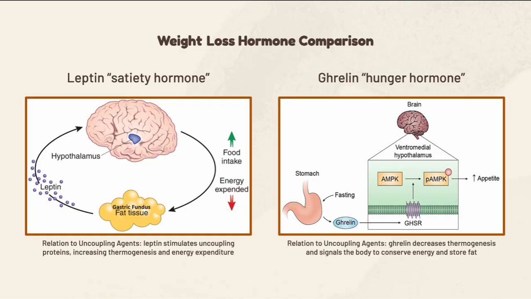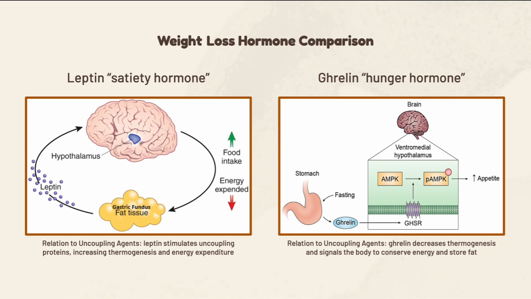Now, our last two slides are going over weight loss, starting with our two weight loss hormones, leptin and ghrelin. Leptin is a hormone produced by the adipose tissue, or your body fat, and it sends a signal to the hypothalamus, which is a part of the brain that controls autonomic functions. High levels of leptin decrease appetite and increase energy expenditure, while low levels do the opposite.